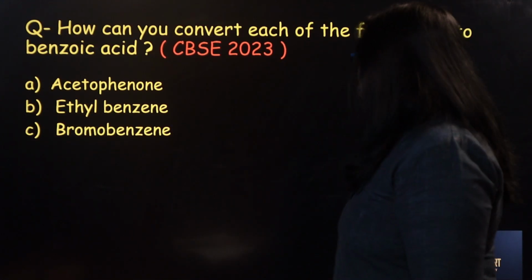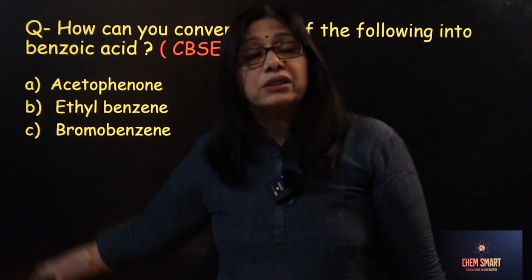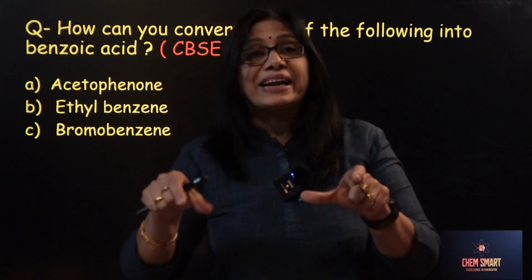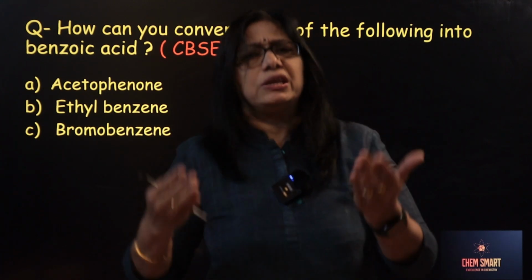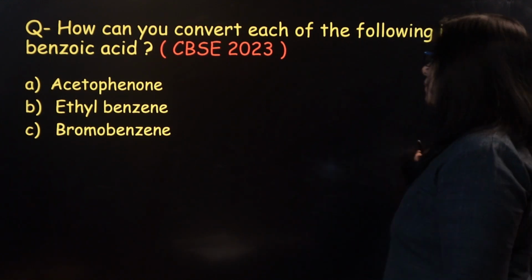Next one: how can you convert each of the following into benzoic acid? All three are from the in-text question area of your textbook, just taken from the textbook. First one, acetophenone to benzoic acid. So we are going to see how to do it for a revision.